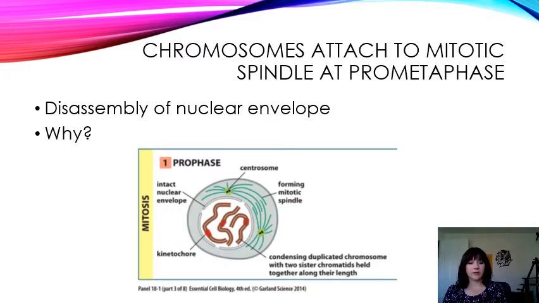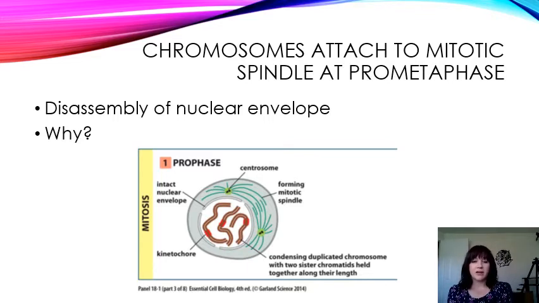Now during prophase, we can see that the centrosomes are starting to form the mitotic spindle, right? This is the first stage of M phase. Another thing that happens during mitosis that might be easy to forget is that the nuclear envelope breaks down. I'd like you to take a minute, pause the video if you need to. Why is it that the nuclear envelope needs to be degraded?